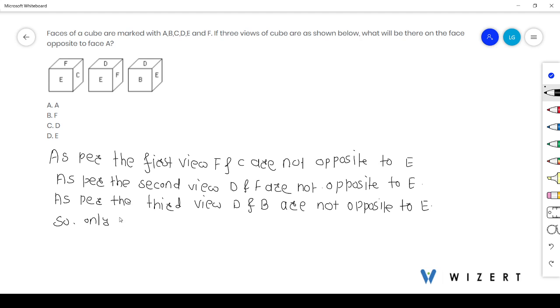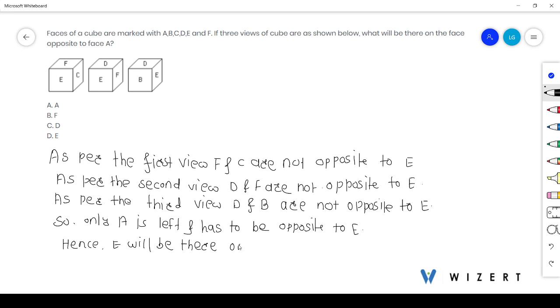So, only A is left and has to be opposite to E. Hence, E will be there on the face opposite to face A. So our correct option is option D.